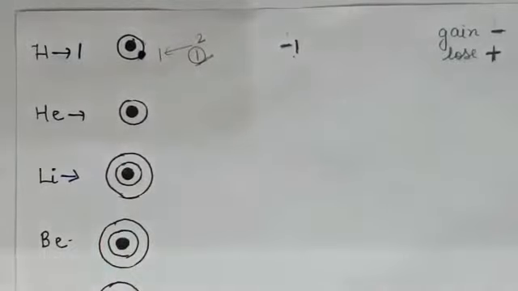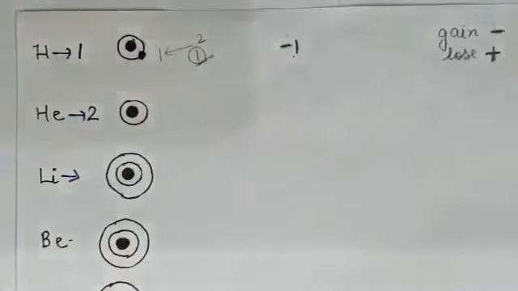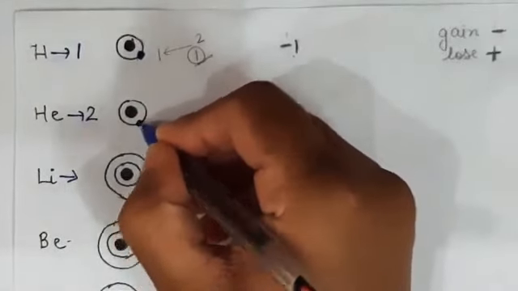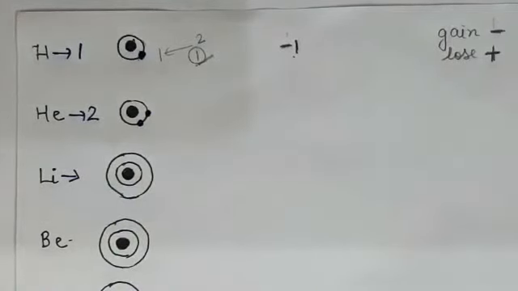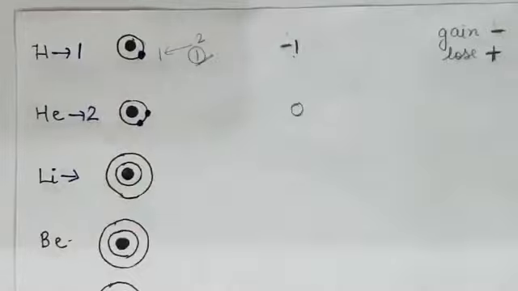Come to second case, helium. What was the atomic number of helium? It is 2. So fill the electrons. In the first shell, how many electrons can be filled? 2. And the first shell, it is always doublet. So it is 2 electrons, it is doublet, it is stable. So either it will gain or lose electron. It will not gain, it will not lose, because it is already stable. So valency is 0.